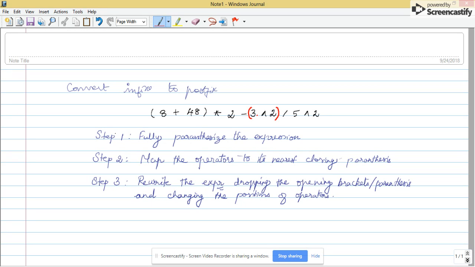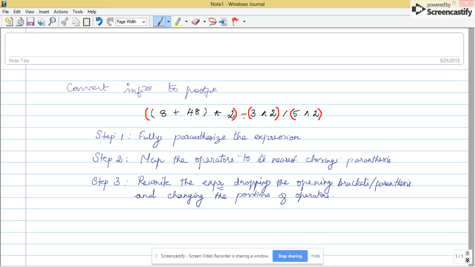Now the next operator that has to be parenthesized is again a power symbol, because the operators left for us to consider are star, minus, and this power symbol. Of these three operators, this has the higher priority. Reading the expression again from left to right, we are left with star, minus, and this division. Evaluating from left to right, we consider the star first, and so we just put a bracket over here.